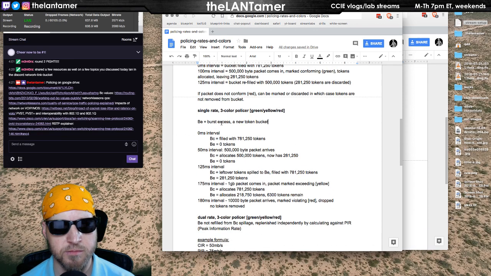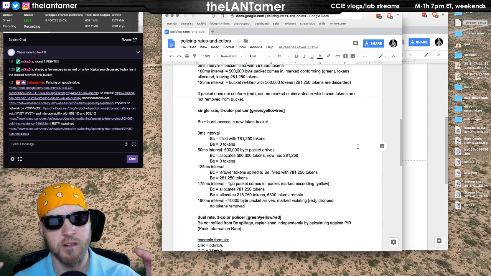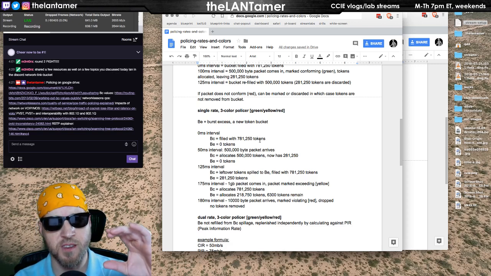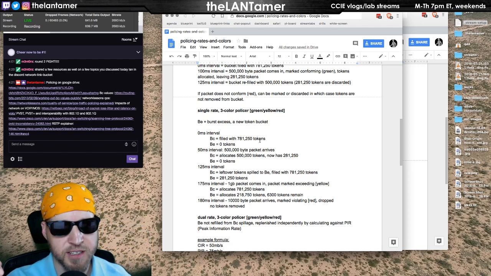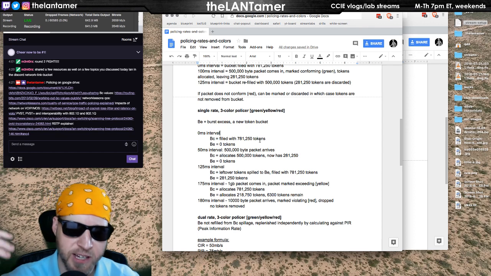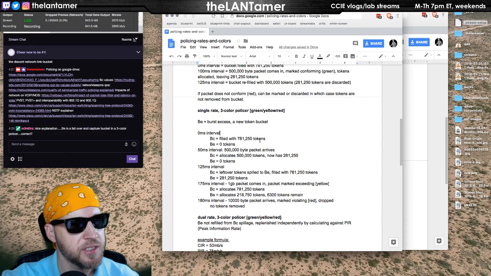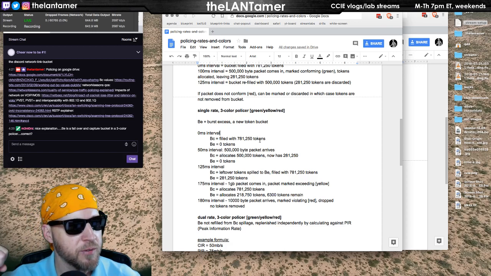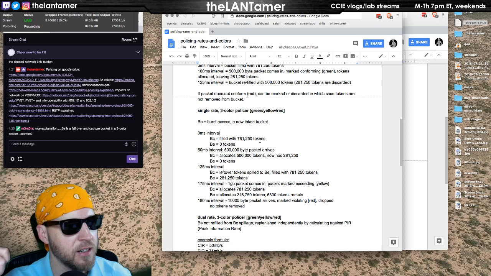So let's walk through these buckets. At the 0 millisecond interval, BC is filled with 781,250 tokens. BE has 0 tokens. At 50 milliseconds, we get a 500,000 byte packet. BC allocates 500,000 tokens. BE is a failover and capture bucket, in a three-color policer, correct?